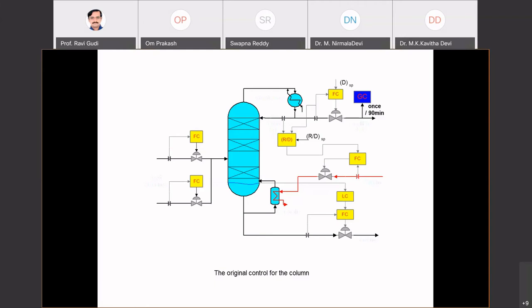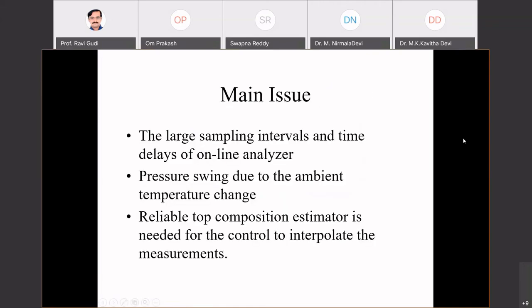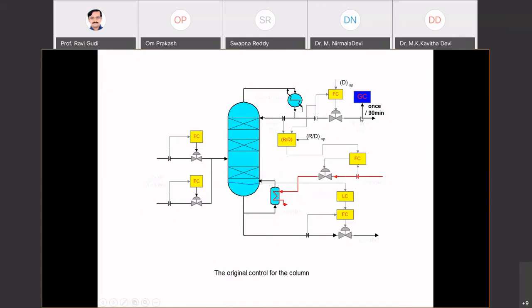What the problem was is the following: that this is a high purity distillation column. What do I mean by high purity distillation column is that this distillate purity has to be of the order of 99.999%. Okay, the 3 nines as they call it. Okay, given that there is a feedback control, and that feedback control essentially is dependent on either the top temperature or a gas chromatograph, which give measurements once every 90 minutes.